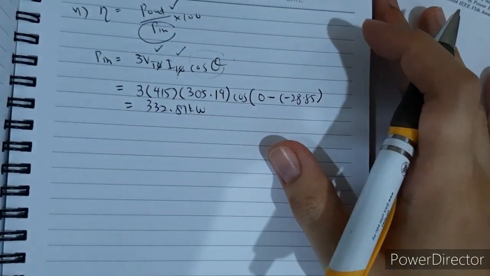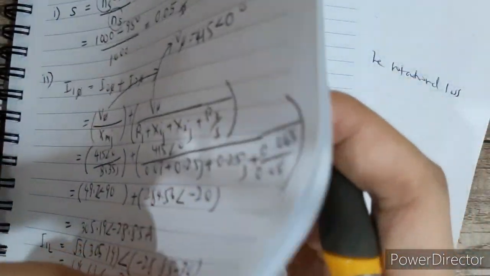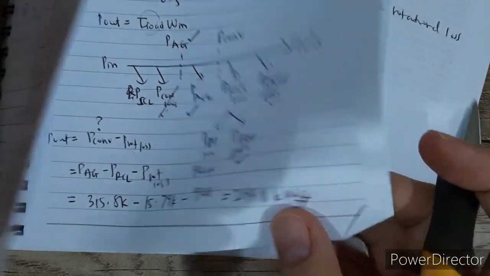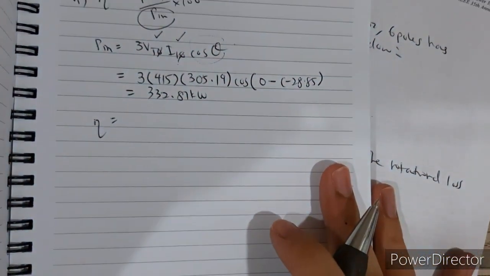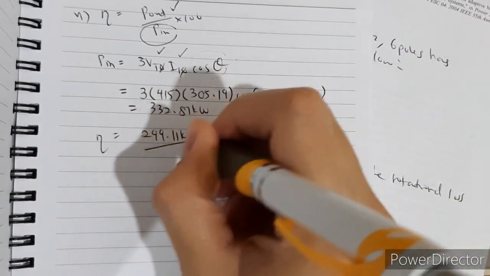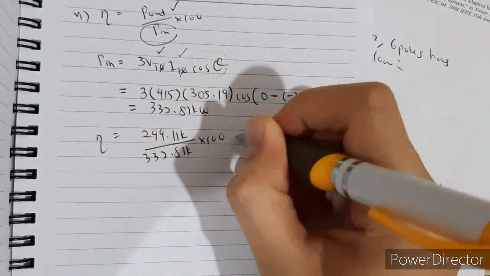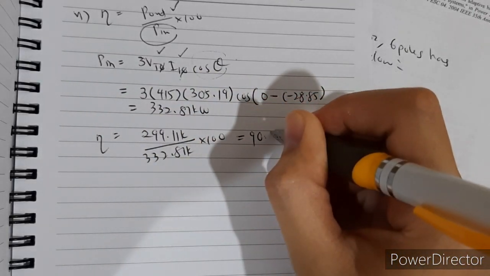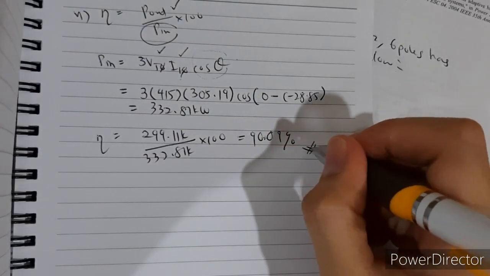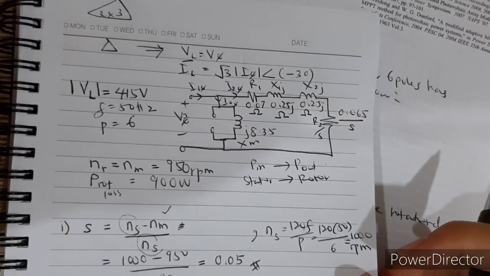So now you can calculate your efficiency. Your P out from the previous question is 299.11K. So 299.11K divided by 332.81K times 100. So you get 90.09%. So that's all for example 3.